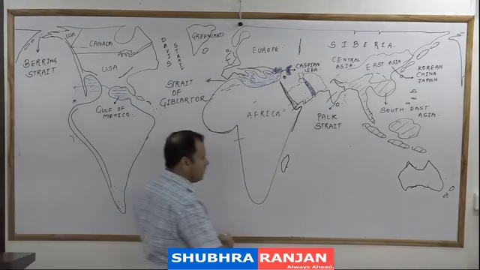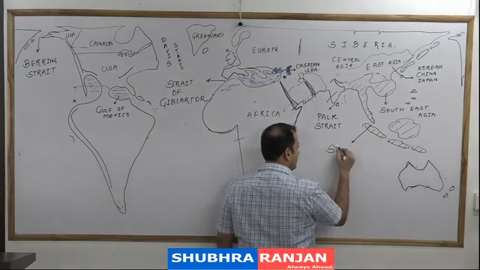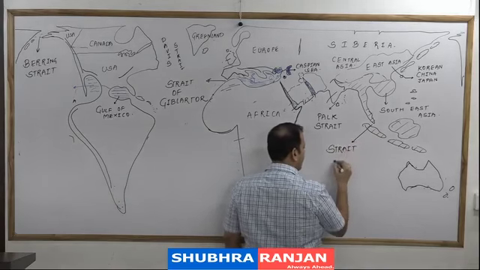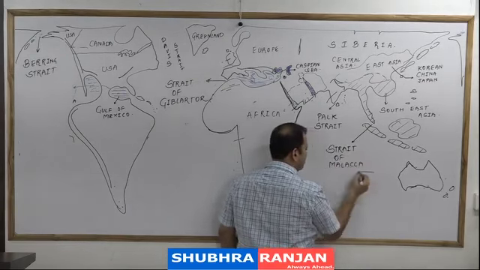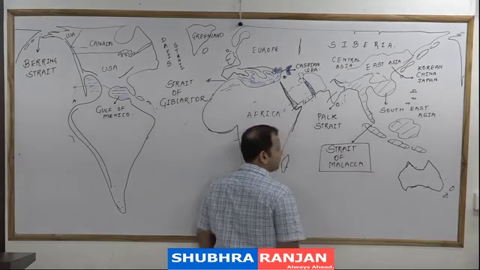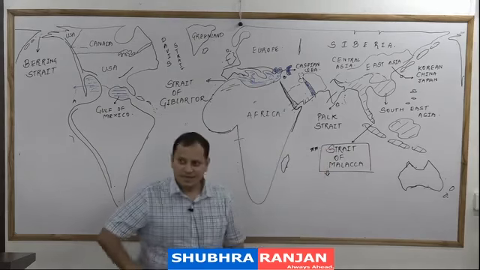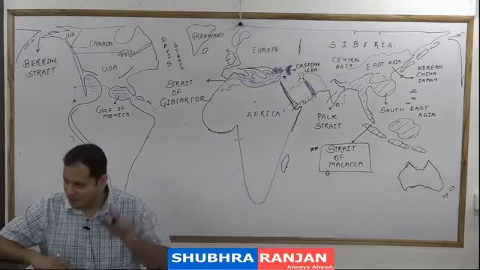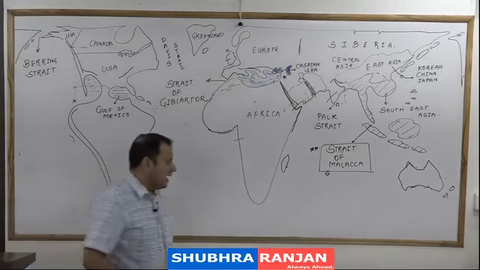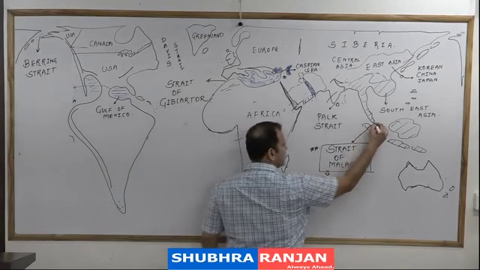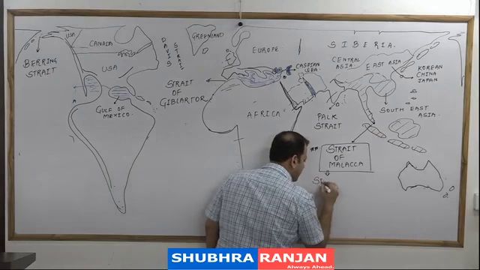Then after that we have a very important strait here, that is the Strait of Malacca. Very important because it is the most busiest strait in the world. It is one of the most important sea route, ocean route in the world, and it separates two countries. ये country कौन सी है यहाँ पे? Singapore, and this is Indonesia. Separates Singapore from Indonesia.